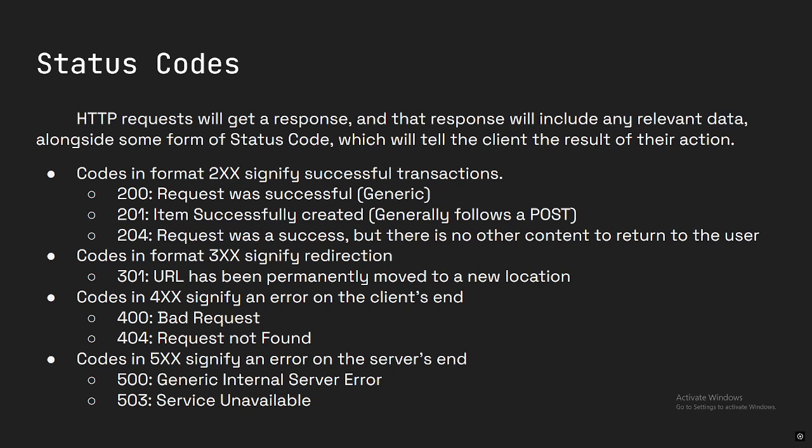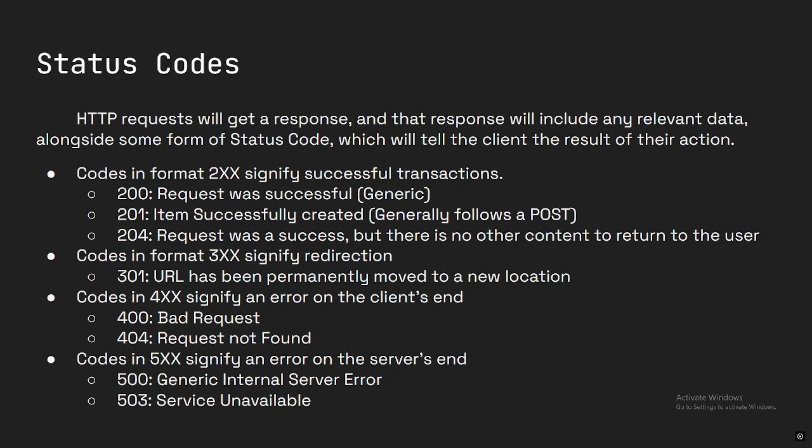Redirection codes, there's a bit more than just a 301, but a 301 is the most common. And then there's a distinction that should be made between a 400 code and a 500 code from the developer's perspective, as it can be useful in debugging. So a 400 code will signify an error on the client's end. For example, a 400 is your generic bad request, and a 404 is your request not found. These usually signify something is wrong in the client trying to talk to the server.